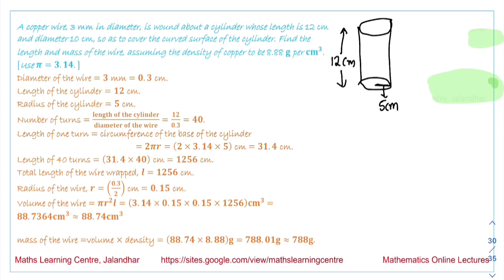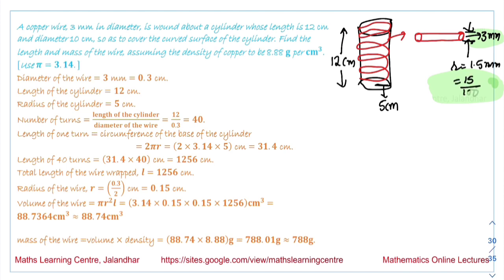We are saying we have a copper wire and we have rotated that copper wire around this cylinder. Suppose the copper wire is in this form, it is rotated around this cylinder. The diameter of this wire is given to be 3 mm. So the radius of this wire is 1.5 mm, that is equal to 15 by 100 centimeter. This is the radius of this wire.